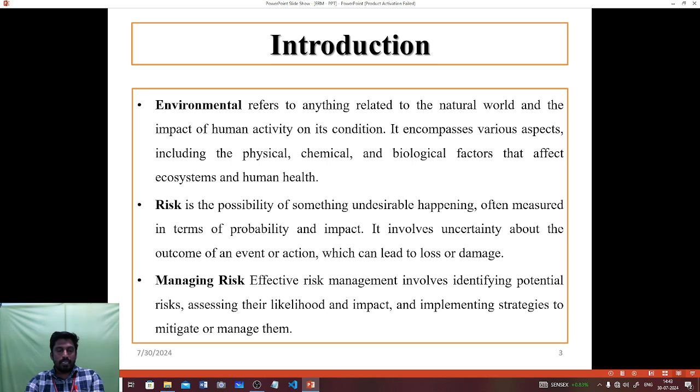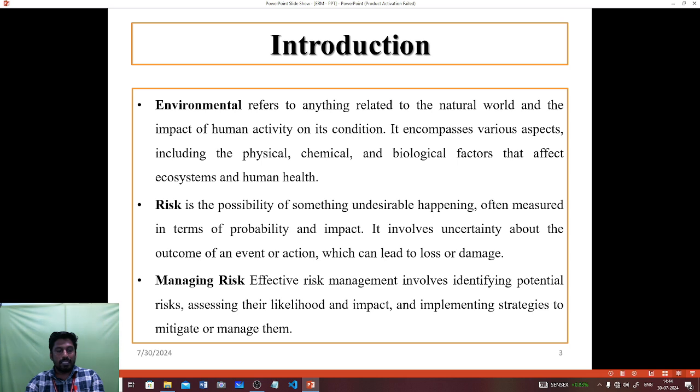It is considered as various factors and aspects, including physical, chemical and biological factors that affect the ecosystem and human health. The total environment will be affected at the same time. So we protect the environment to minimize this effect, and we also protect the ecosystems and human health. That is called the environment.